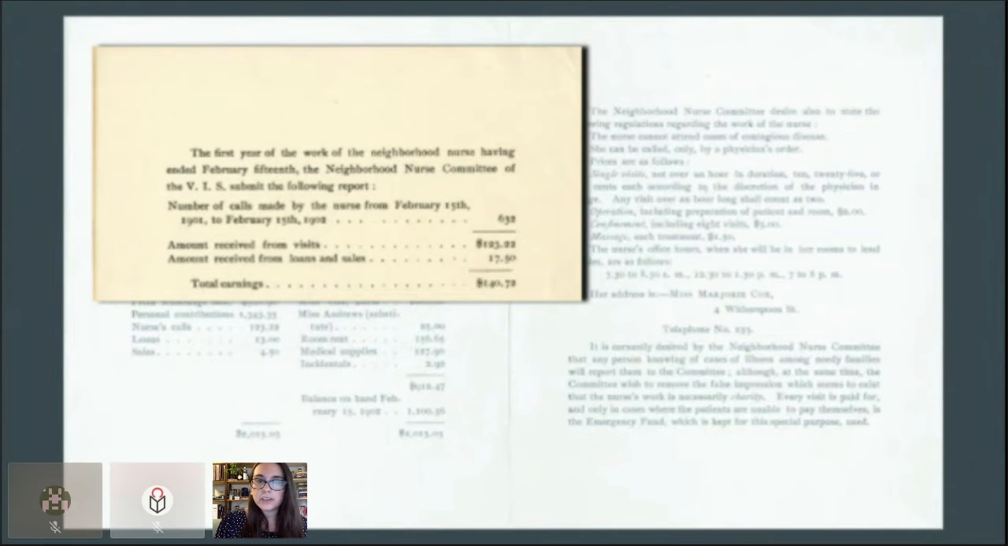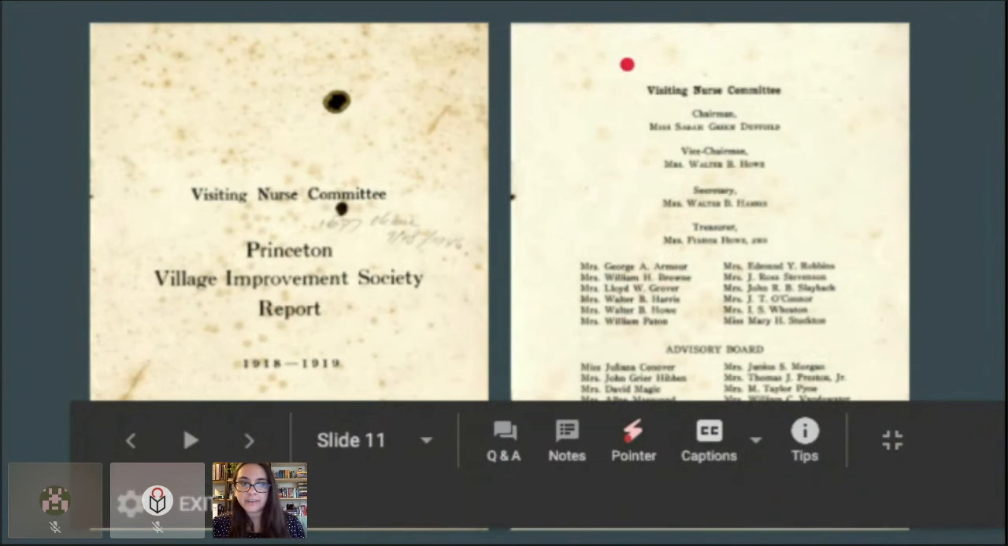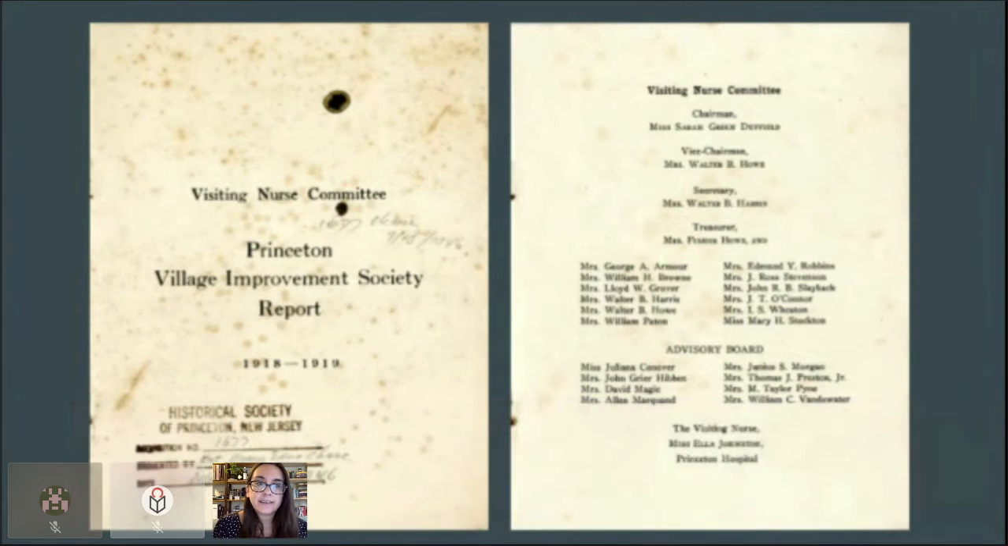So now we're going to look at the report from 1918 to 1919. You can see here by 1918, Juliana Conover was no longer the chairman of the Visiting Nurse Committee. She'd been replaced by Sarah Green Duffield, though she still served on the advisory board. You can see her there. The committee is now referred to as the Visiting Nurse Committee, and the following year, the name would change again to the Visiting Nurse and Hospital Committee.